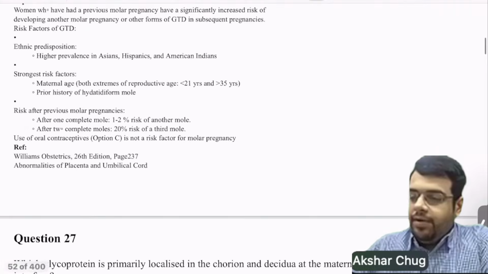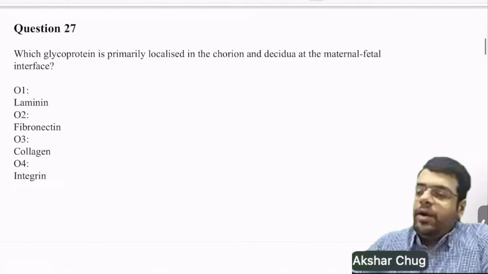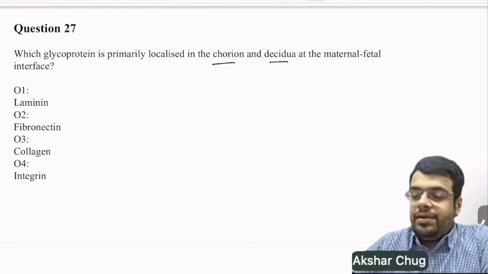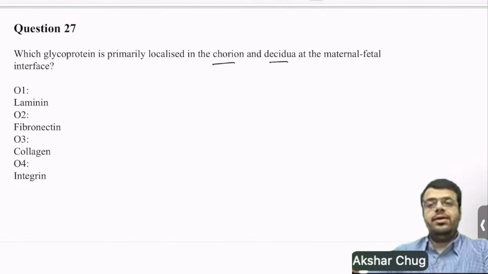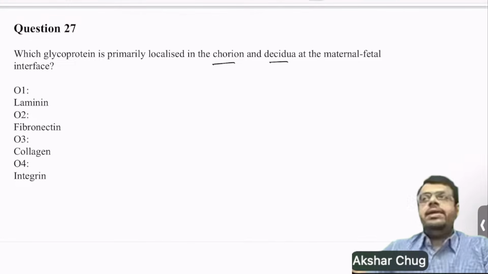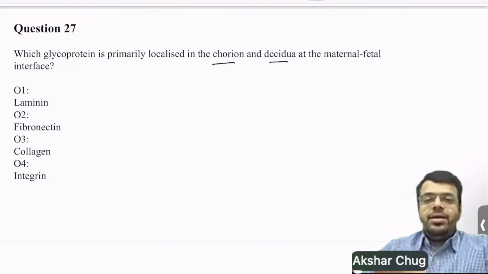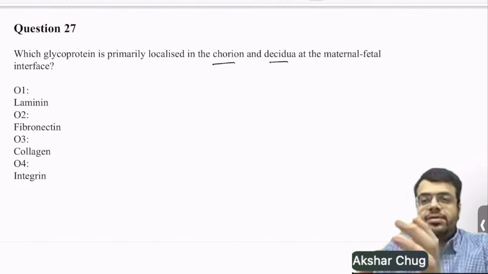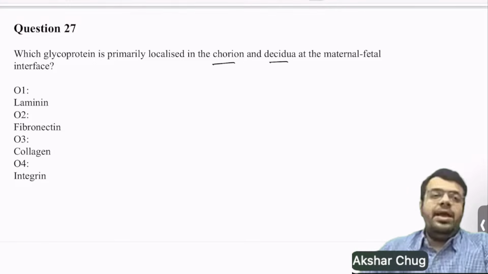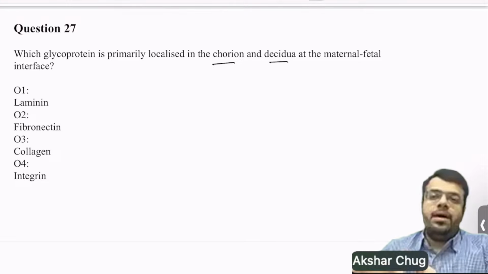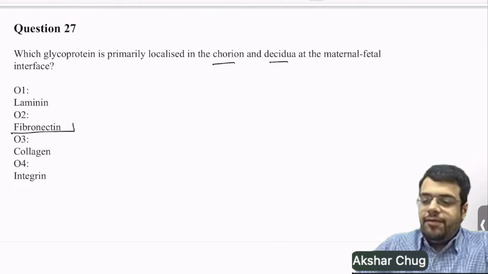Moving on to the next question: which glycoprotein is primarily localized in the chorion and decidua at the maternal-fetal interface? This question has a very good clinical application and correlation. Whenever we test for preterm labor, we measure the fetal fibronectin level in the vagina to see if the patient is in preterm labor. And whenever it is more than 50, we conclude that the patient is in preterm labor. So here the answer is fibronectin.